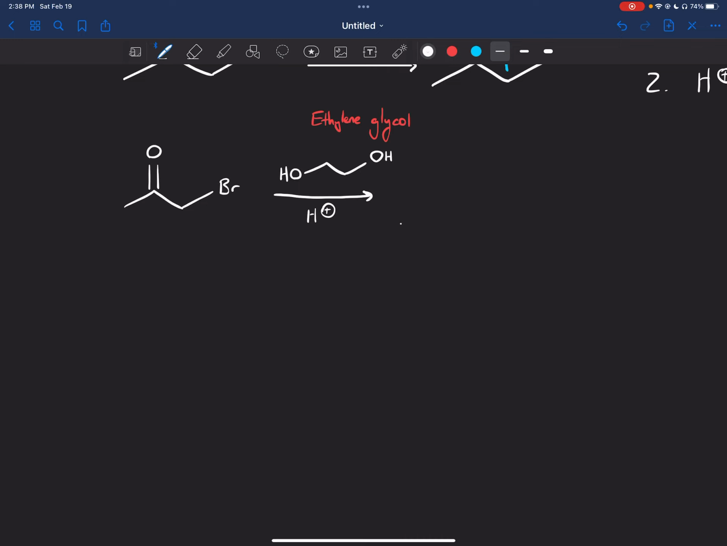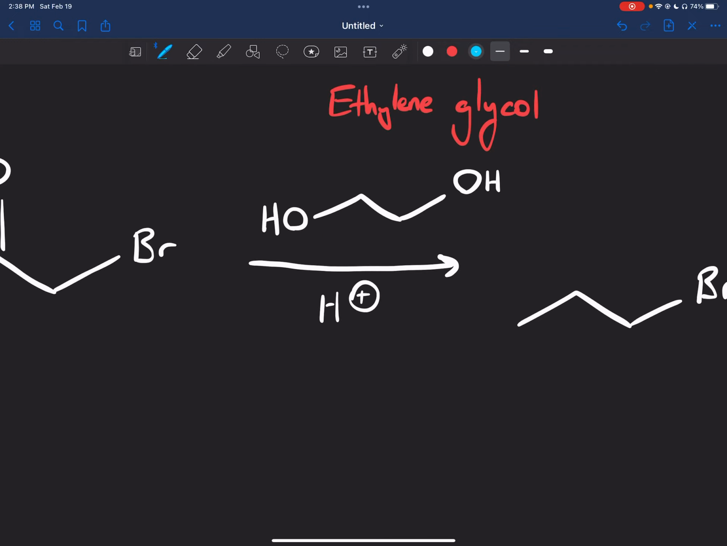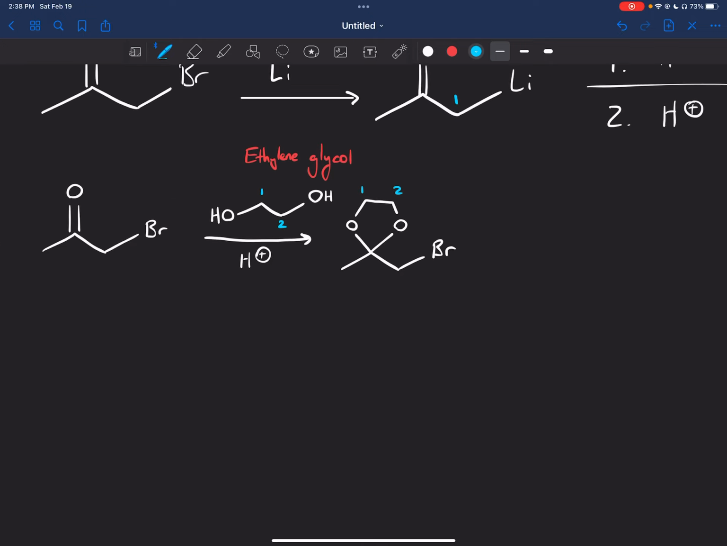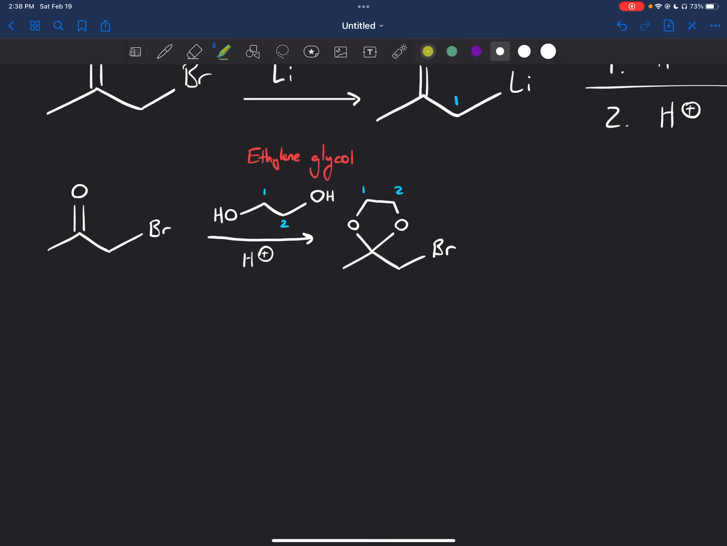You can just redraw your exact same compound like this. And at the double bonded O, take note that there are 2 carbons here. All you're going to do is have 2 oxygens connected to that same carbon, and with those 2 carbons in the middle forming this bridge. That right there, all of this is that part. Now we don't have a carbonyl anymore. It's protected. So our carbonyl is protected.